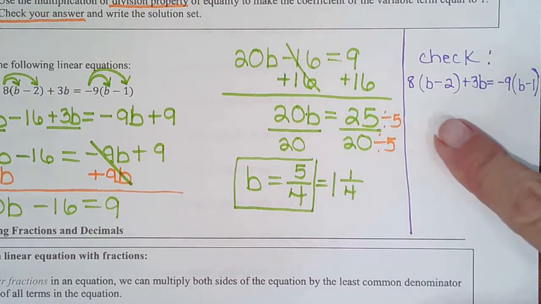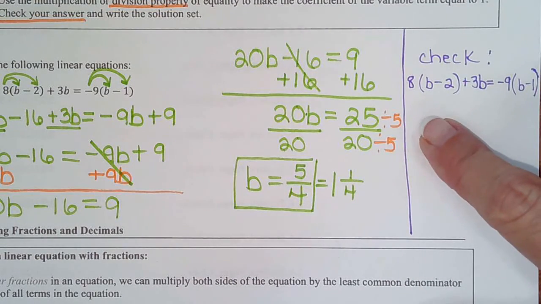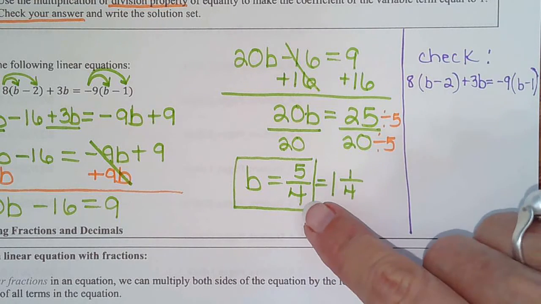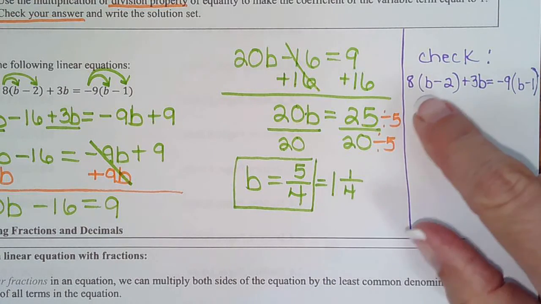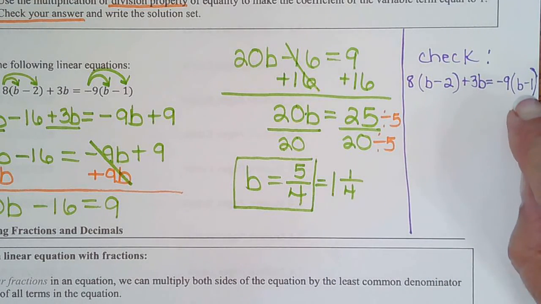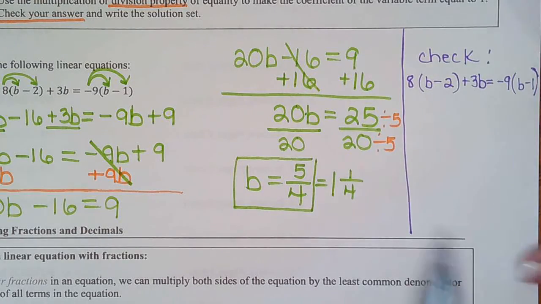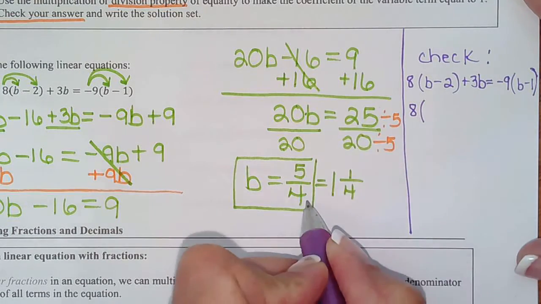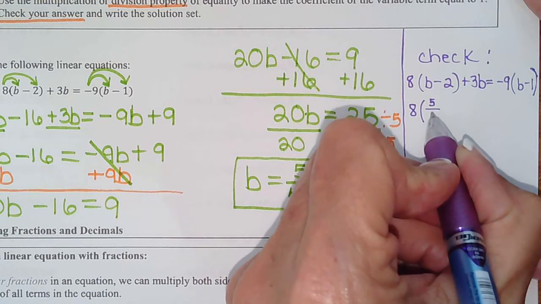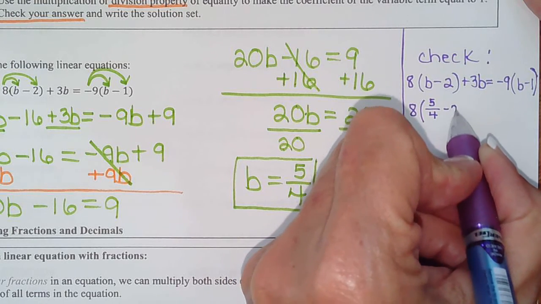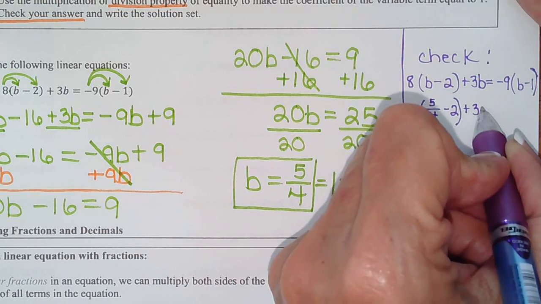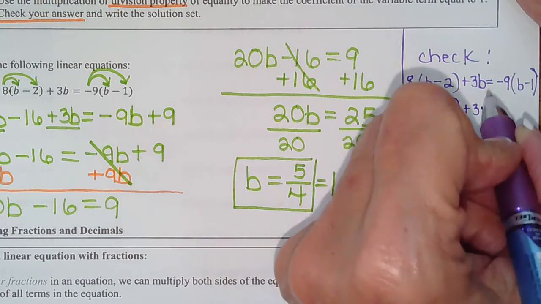But this is a step if we were taking a paper pencil test. This is the step I would want to see. Original problem. Next step, plug that in for all the b's. See how there's 3 b's? So make sure you plug it in for all 3 b's. So it will be 8 parentheses 5/4 minus 2, close your parentheses, plus 3 times 5/4.